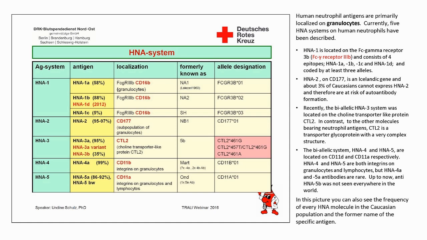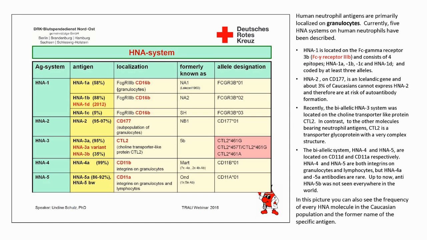HNA2, or CD177, is an isoantigen, and about 3% of Caucasians do not express HNA2, and therefore are at risk of isoantibody formation. Recently, the V-allelic HNA3 system was located on the choline transporter-like protein, CTL2. In contrast to the other molecules bearing neutrophil antigens, CTL2 is a transporter glycoprotein with a very complex structure. The V-allelic systems, HNA4 and HNA5, are located on CD11B and CD11A, respectively.